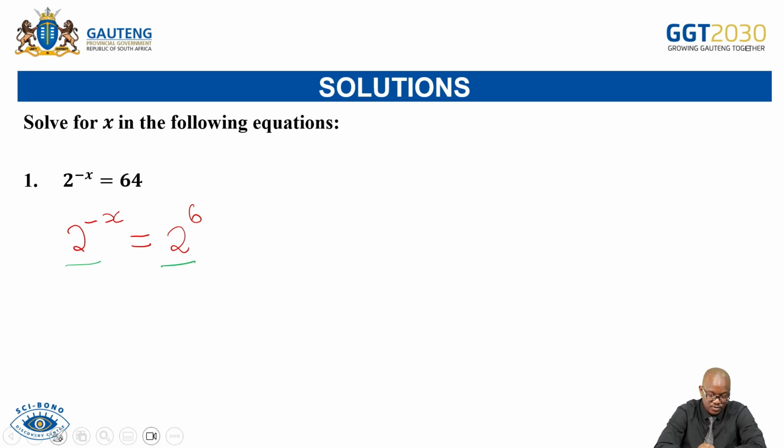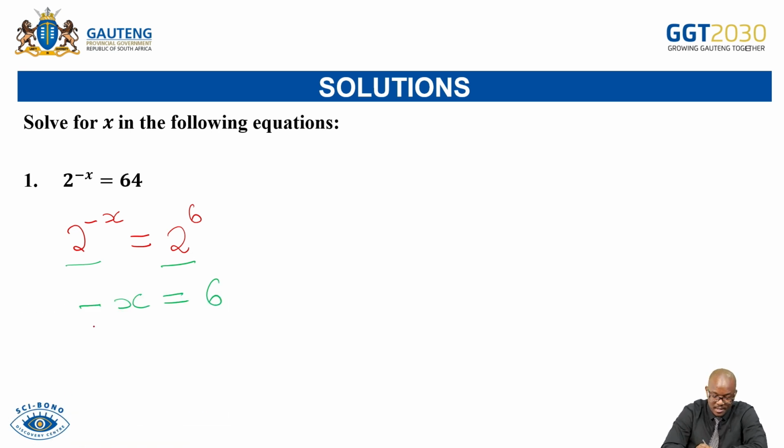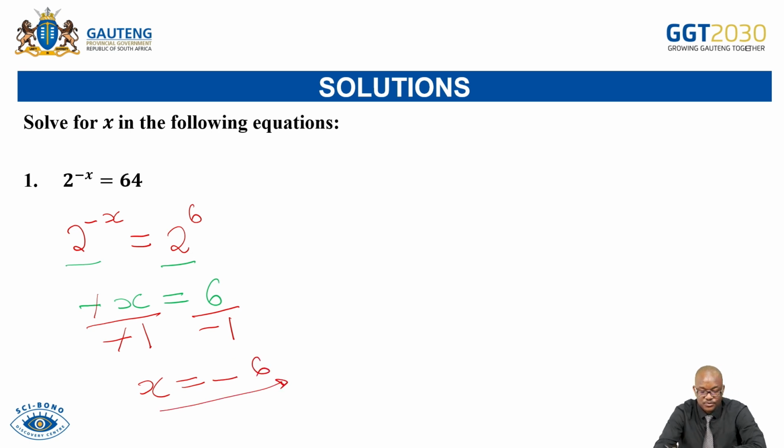When you have the same base, what do you do? You will equate the exponent. We are going to have negative x is equal to 6. Remember, we have the same base, we equate the exponent. Then here we have negative x, and we are looking for positive x. Then we need to get rid of that negative 1 by dividing both sides by negative 1. So negative divided by negative, we know that is positive. Then x will be 6 divided by negative 1, which is negative 6. Then that's how we solve that particular equation.